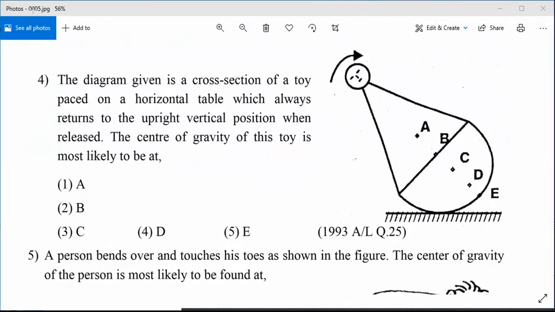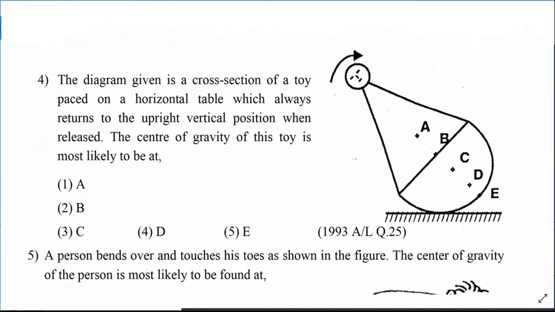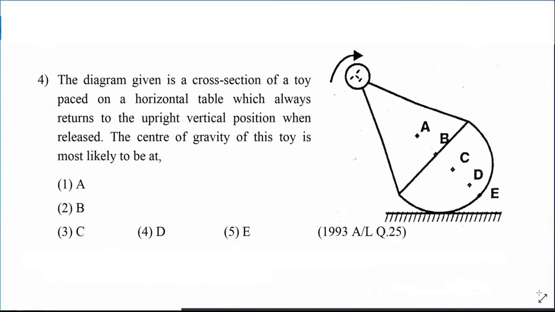The diagram given is a cross-section of a toy placed on a horizontal table, which always returns to the upright vertical position when... The screen is unclear, not clear, sir. I'll read. Thank you.